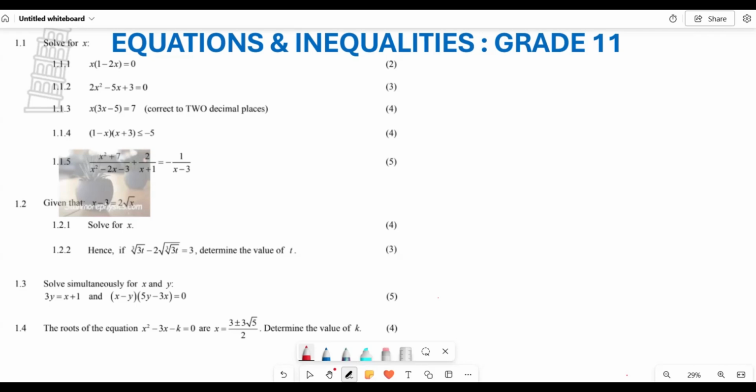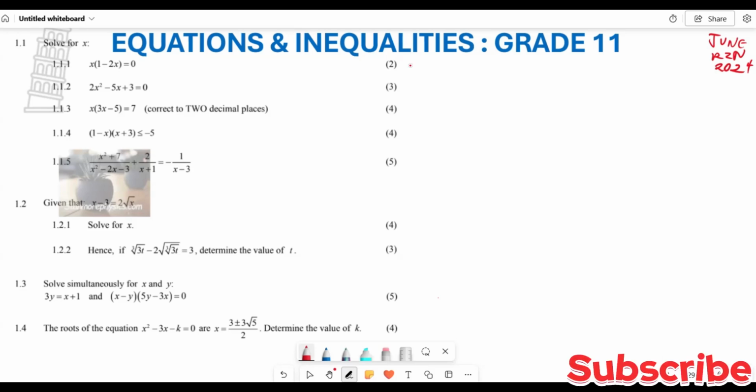So this particular question was extracted from a question paper. This was the June paper one from the KZN province, from the year 2024. Now, let's look at the inequalities and equations questions and see what we can really do from this particular question. Are we fine? Now, let's look at number one.